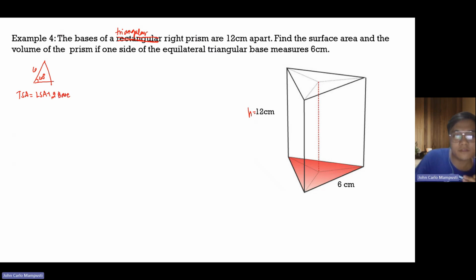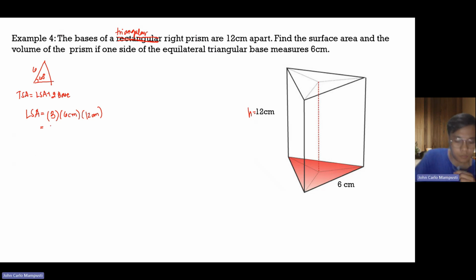Okay. So, si lateral surface area, madali lang naman yan, di ba? So, lateral surface area equal to, ilang face meron tayo? We have 1, 2, 3. Tatlong lateral face. So, 3 times, yung side natin, we have 6 centimeter times height, which is 12 centimeter. Ibig sabihin, LSA natin, at my calculator, 8 times 6 times 12.